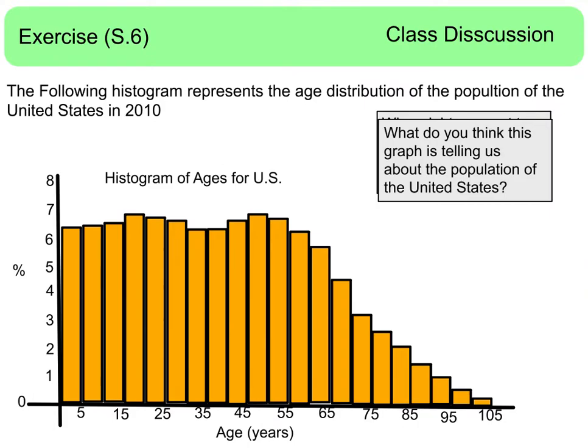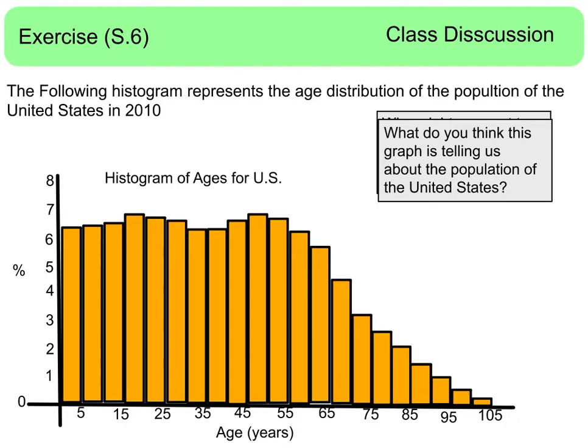We'll look at this histogram here. The following histogram represents the age distribution of the population of the United States in 2010. So we just looked at an age distribution for Kenya in 2010. By similarity or contrast, we'll look at the age distribution for the U.S. And so what does this particular graph tell us about the population of the United States?